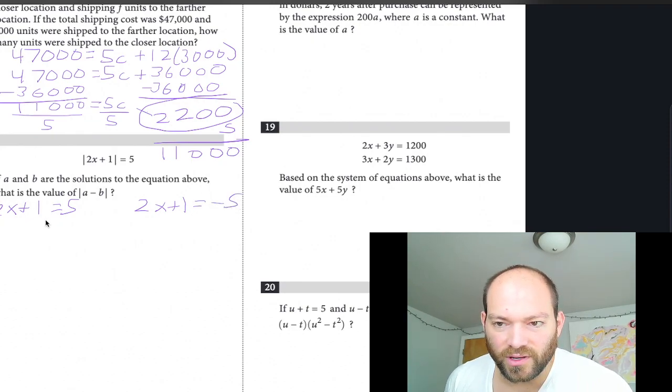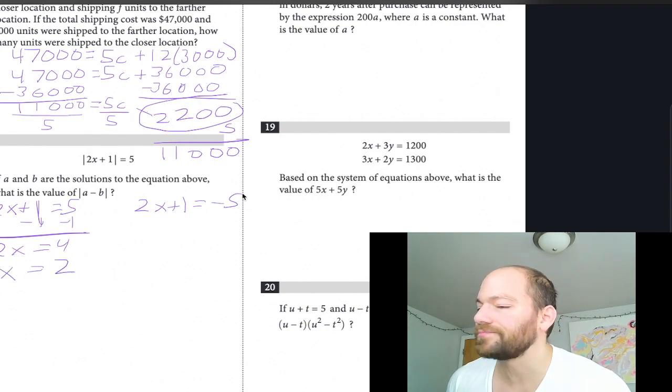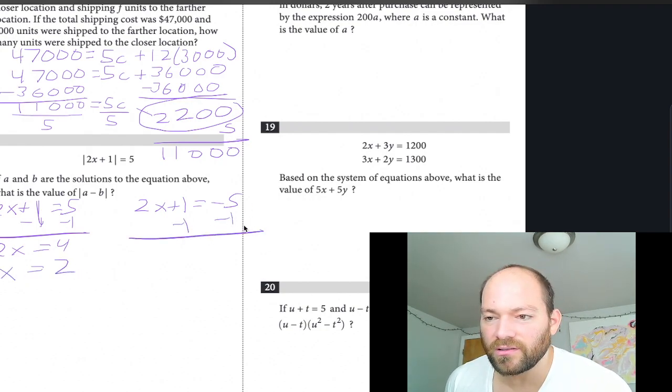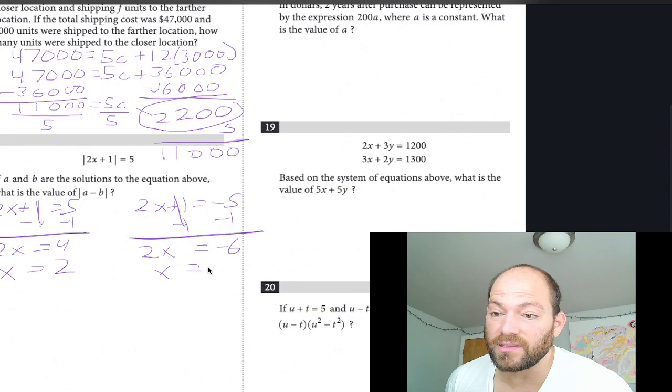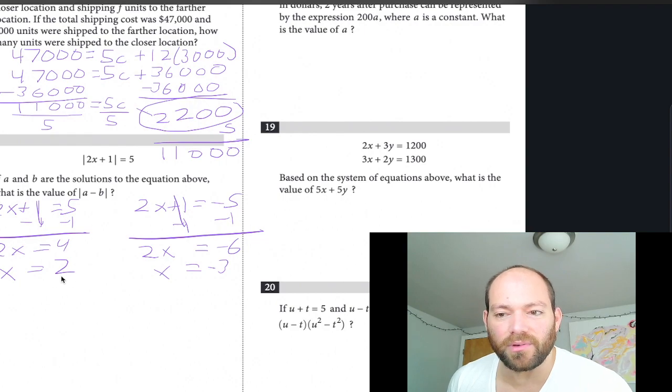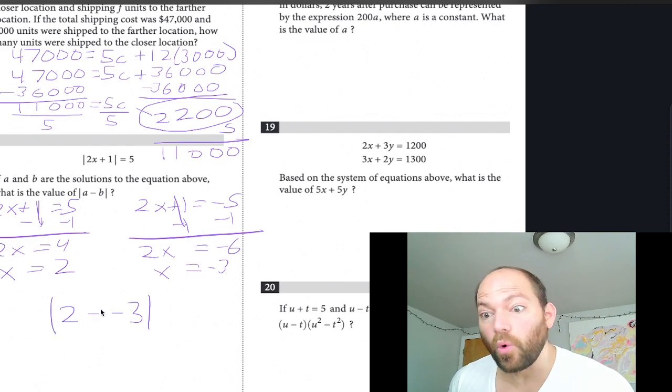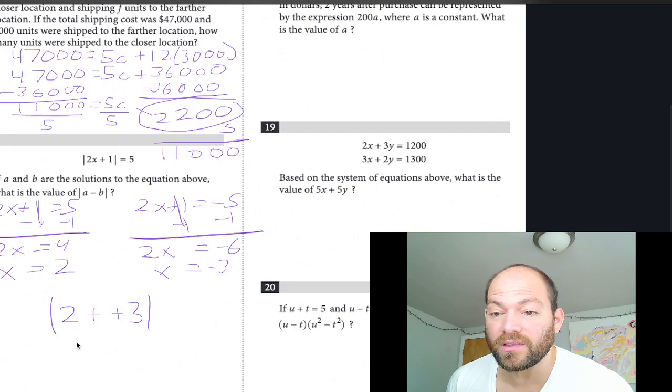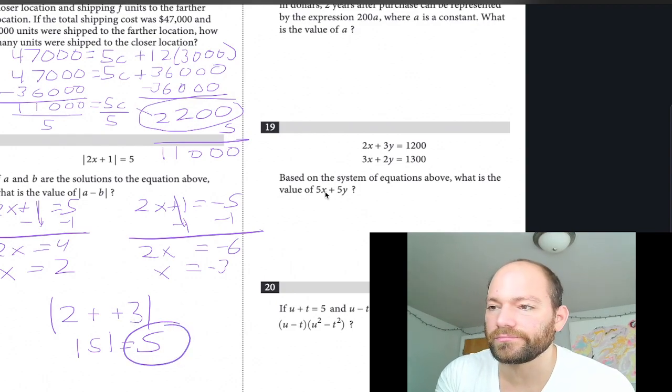So let's see here. 2x plus 1 equals 5, subtract 1 from both sides. That's going to give us 2x equals 4. So that means that x equals 2. Here, similar situation. Subtract 1 from both sides, but this time we get 2x equals negative 6. So that means that x equals negative 3. They want to know the absolute value of A minus B. A and B are the solutions, so A and B are 2 and negative 3. So 2 minus negative 3, and they want the absolute value of this. Well, 2 minus negative 3, once again, double negatives, 2 plus 3, that's the absolute value of 5, which is 5. So 5 is the answer, okay?